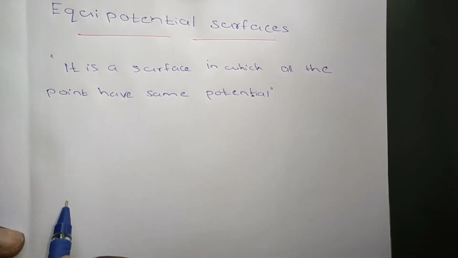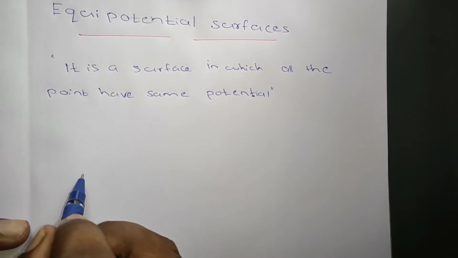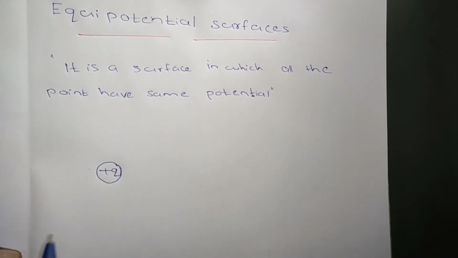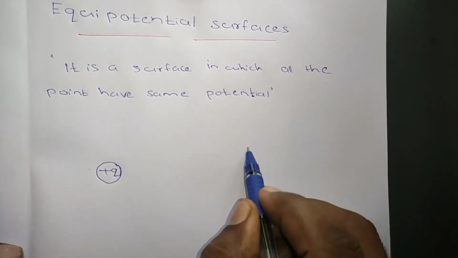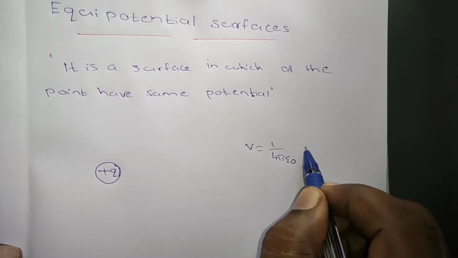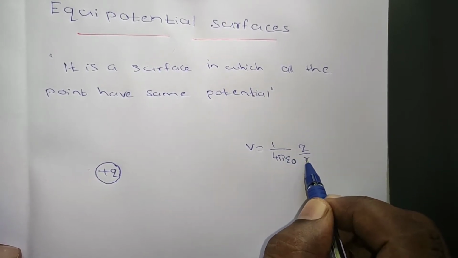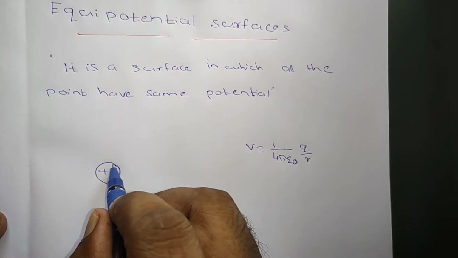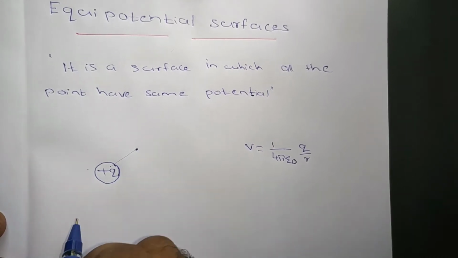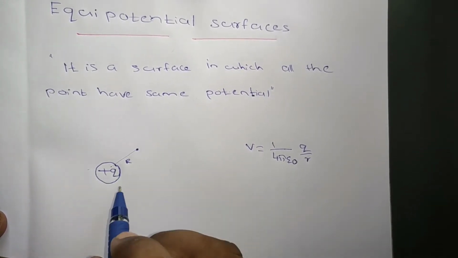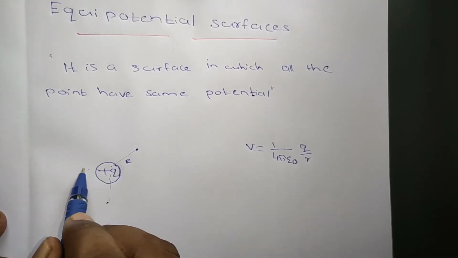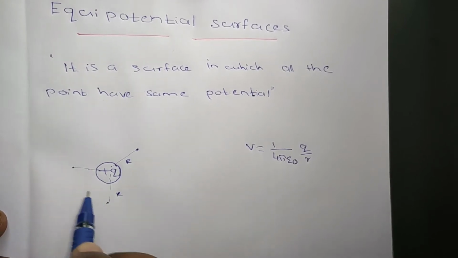So consider a point charge. This is a plus Q charge. What is the potential produced by this point charge? The electric potential produced by this point charge is given by the formula 1 by 4 pi epsilon naught, Q divided by R. I consider a point here at a distance R from the charge. Another point I will consider here, this is also R distance, and this is also R distance.